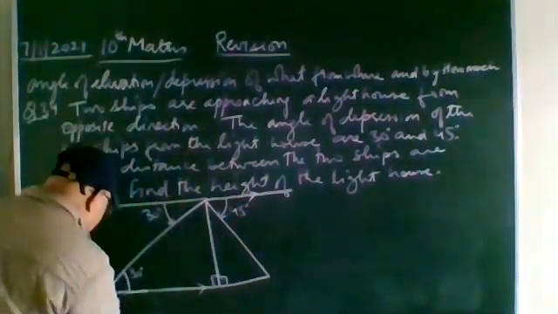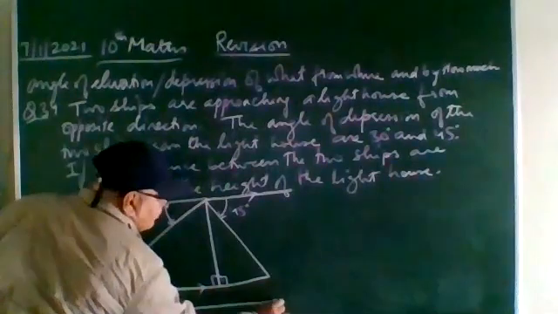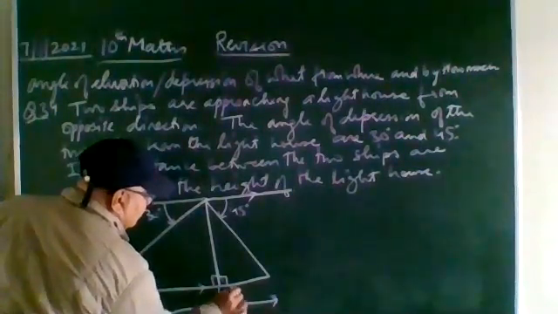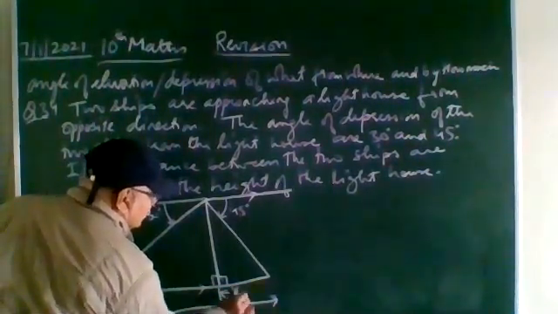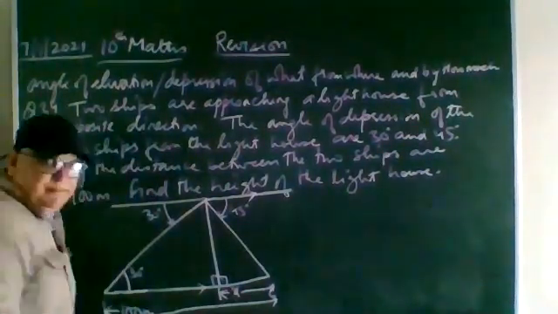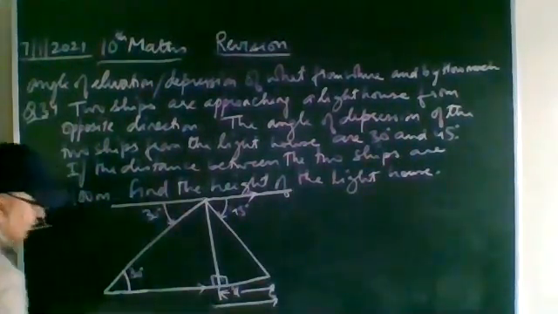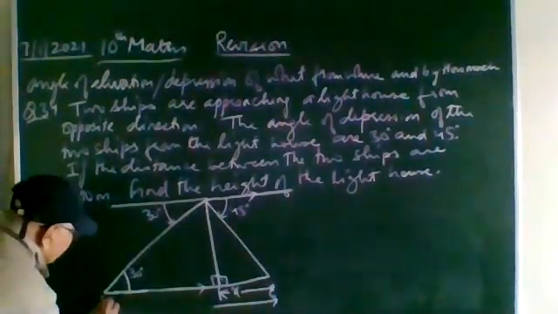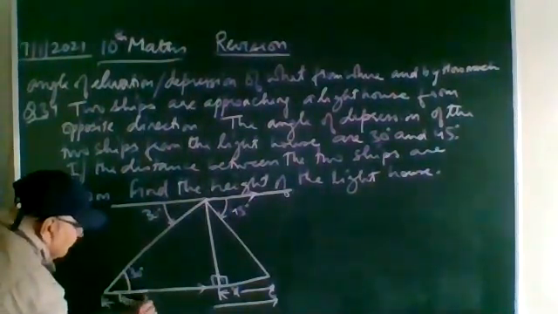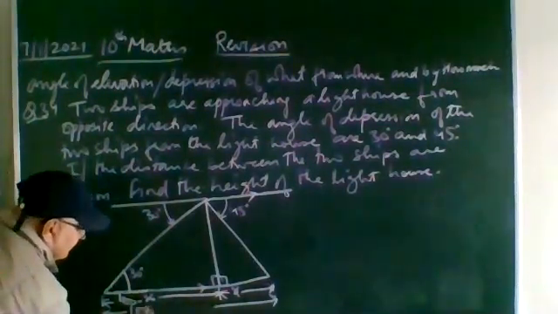So the distance between two ships is 100 meter. You can take this x, so this will be 100 minus x. You can take this as x, 100 minus x, and this whole is 100.